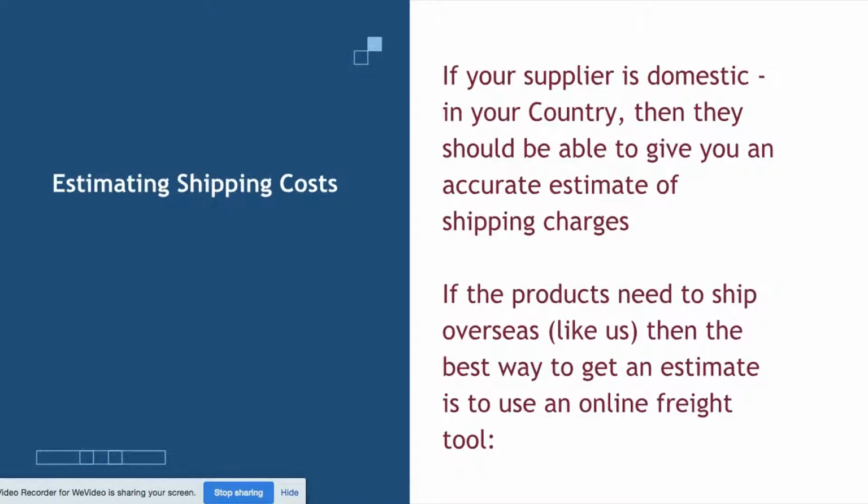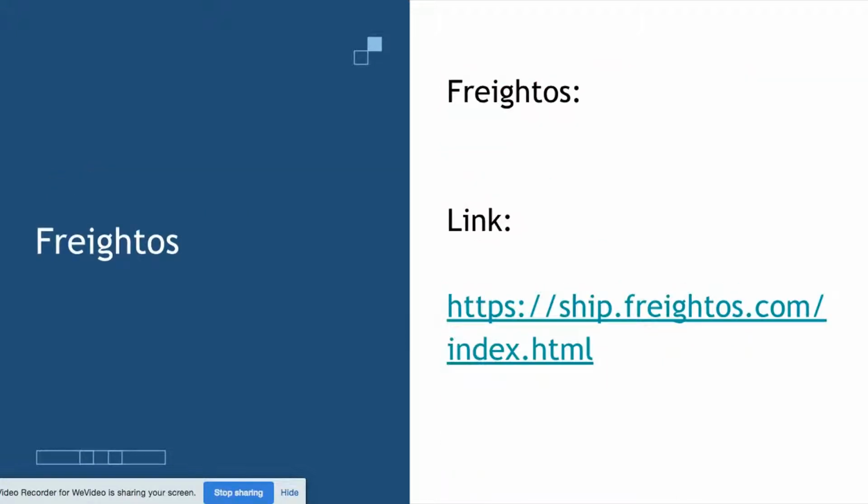Okay, so one thing to note, guys, when estimating the shipping cost, if your supplier is domestic, that means he's in China and you want to sell within China, or you're buying in America and you want to sell within America, then they should be able to give you a very accurate estimate. But if the products need to ship overseas, like what we are doing, then the best way to get an estimate is to simply use a tool called Freightos. And this is what I told you. I'm going to show you how to use this tool.